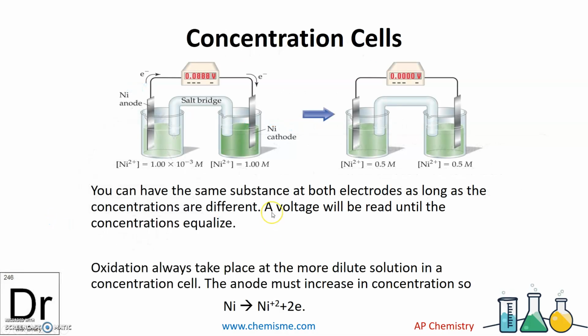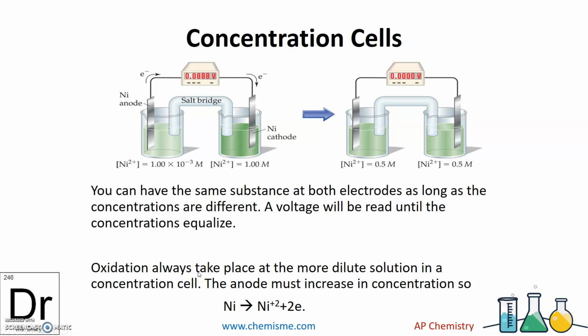There's one last thing that we have to talk about. It's concentration cells, particularly important in your own bodies, like I said before. You can actually have the same substance at both electrodes as long as the concentrations are different. So what you're seeing here is the nickel anode has a low concentration, it's dilute, and the cathode is concentrated. And over time, electrons are transferring through the voltmeter until they become the same concentration. So that way, some of the nickel in those anodes and cathodes are changing.